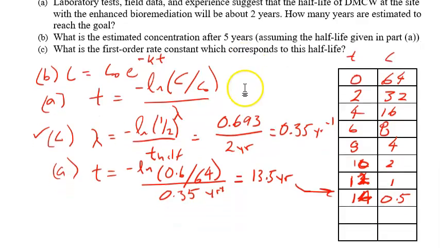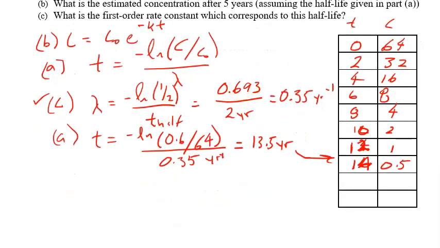And then part B, we said, what is it after 5 years? In part B, C equals C0, 64, up there, e to the minus lambda, 0.35 years to the minus 1. And I like to write the units on this because it's easy to make a mistake and cross up units and get totally messed up.